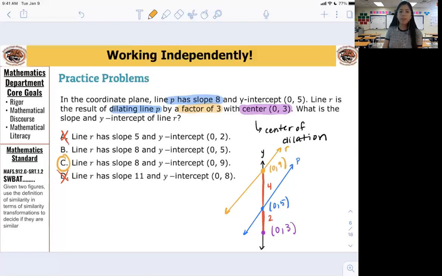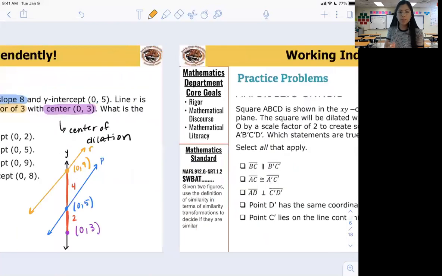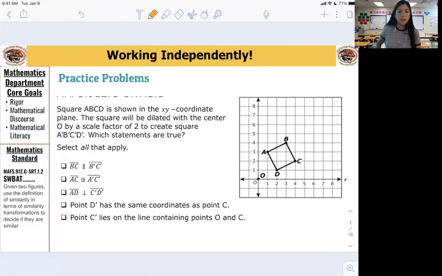Okay. All right. Moving right along. I'll read this one. Square ABCD is shown on the XY coordinate plane. The square will be dilated with the center at O, so at the origin, by a scale factor of 2 to create a square A'B'C'D'. Which statements are true? Select all that apply.